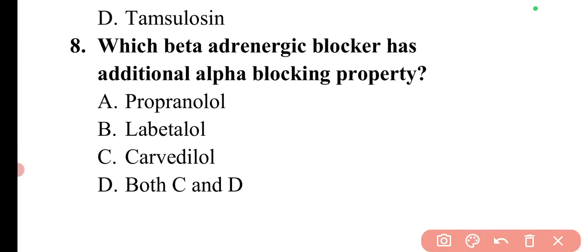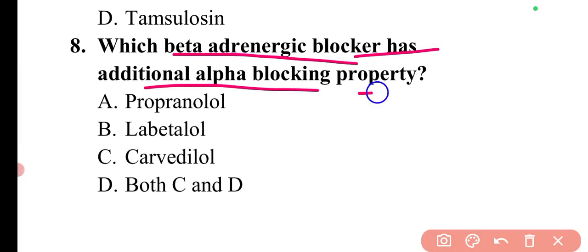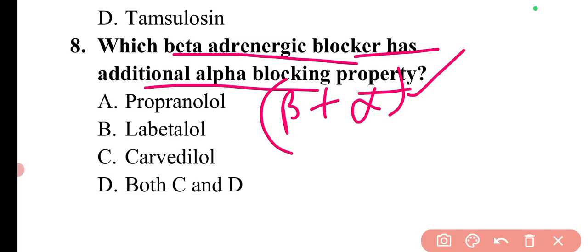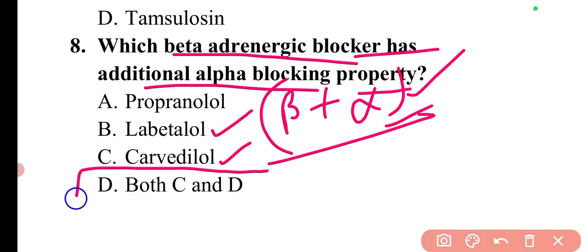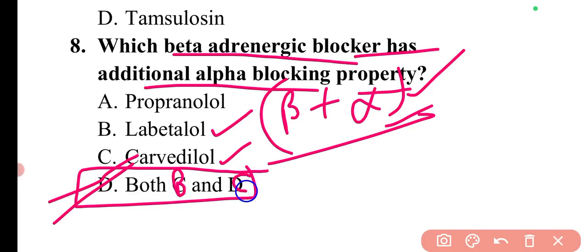Then moving to the next question: which beta adrenergic blocker has additional alpha blocking property? Basically the question is asking which is a beta as well as alpha blocker, meaning an alpha plus beta blocker. These drugs are labetalol and carvedilol. These two drugs come under this class. So here option D will be the correct answer. It will be both B and C.